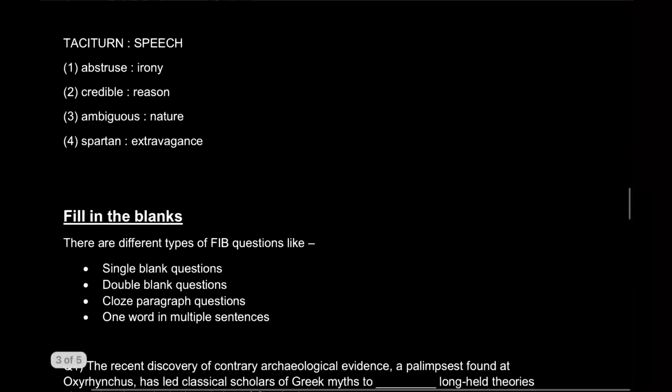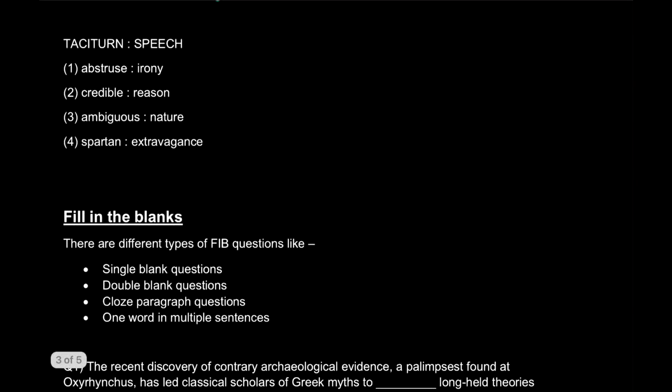Let's take a quick example and see how we can use these strategies which we discussed right now. Taciturn is to speech. So my first task is to identify the link. In order to identify the relationship, I would like to know the meaning of at least one of the words given here. So taciturn means uncommunicative, or one who generally prefers to stay silent. Okay. Now speech on the other hand is used for communication.